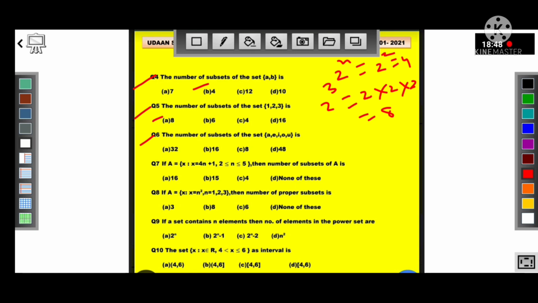Next question. The number of subsets of the set {A, E, I, O, U} is. There are 5 elements. So 2 raised to the power 5, that is 32.